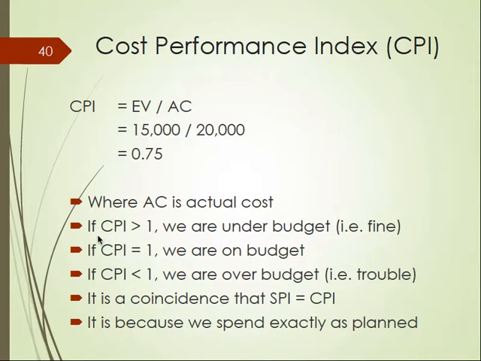So if CPI is 1, we say we are on budget, exactly where we should be. But if CPI is greater than 1, that means we are under budget. So that's great. This is what we want to see. On the other hand, if CPI is less than 1, as in this case, we are over budget. That means we are spending too much for the earned value.